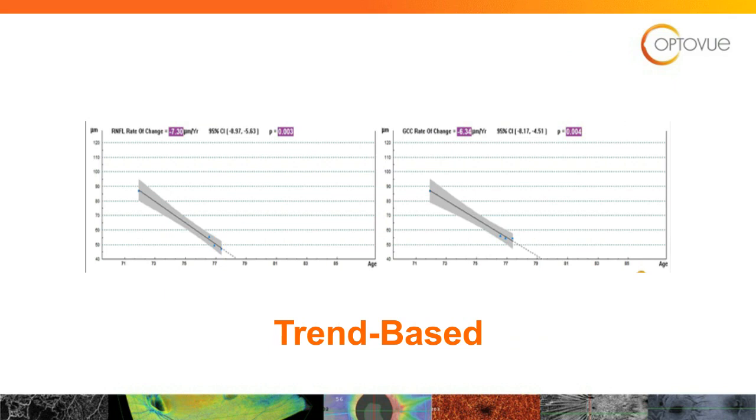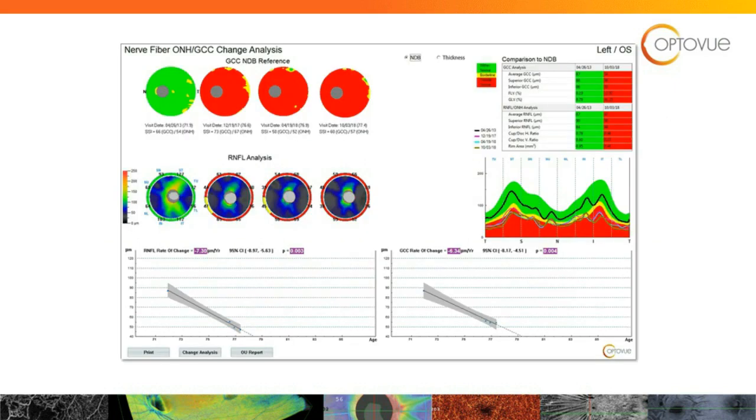On the right-hand side, we have ganglion cell complex analysis. As we take a look at our whole slide together, we can see the trend-based analysis. The bottom left-hand side is the nerve fiber layer trend analysis. The bottom right-hand side is the ganglion cell complex trend analysis.